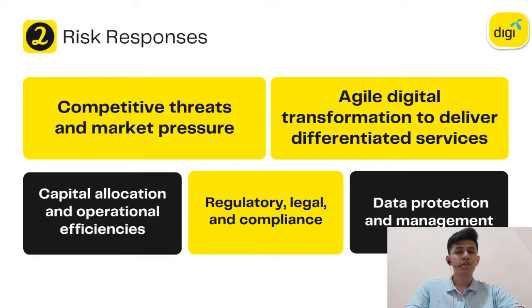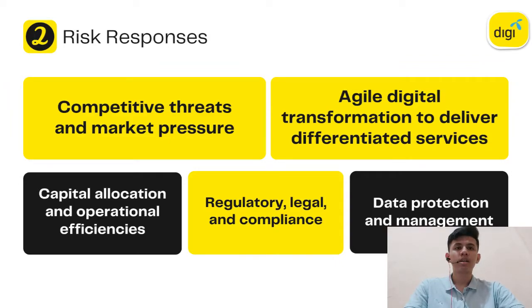For this video presentation, I will be talking about the second step of ERM process for DG, which is risk response. Okay, the first one, competitive threats and market pressure. As competition intensifies among competitors, digital service providers and new entrants, price and market erosion may impact both revenues and margin. Second, agile digital transformation to deliver differentiated services. As the technology landscape and customers' demand on mobile data evolve, we could be impacted if we are unable to shift and transform our services to deliver the relevant customer experience.